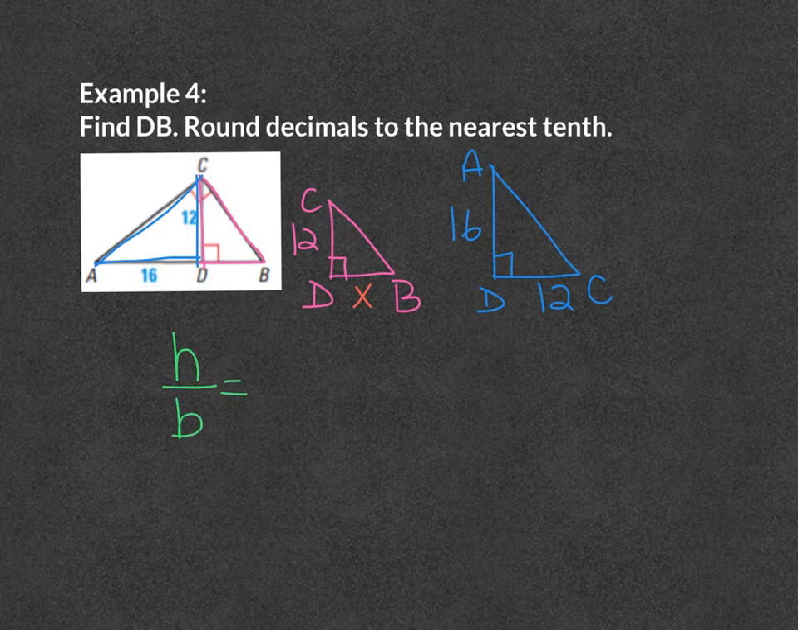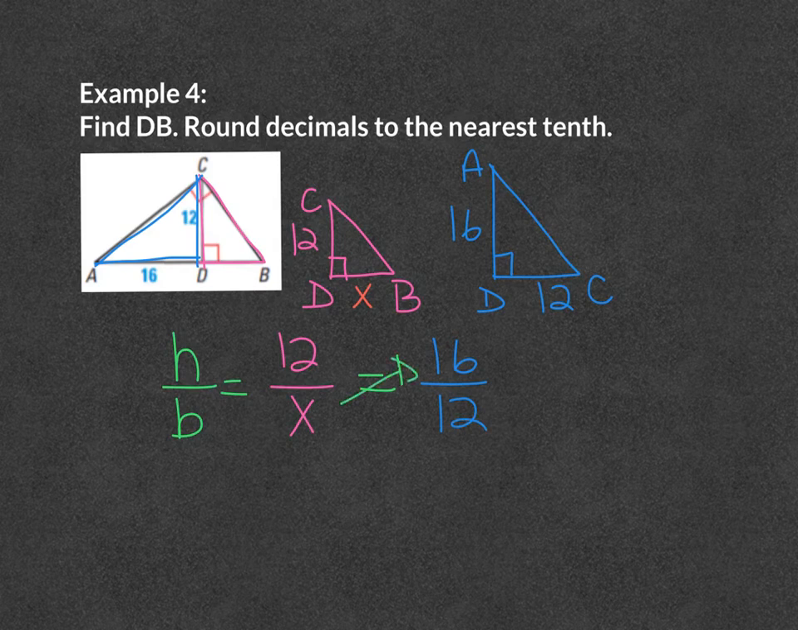I'm going to start with the pink triangle. So the height is 12. My base is X. Now the blue triangle. The height is 16. My base is 12. I'm going to cross multiply. So I have X times 16 gives me 16X. 12 times 12 will give me 144.